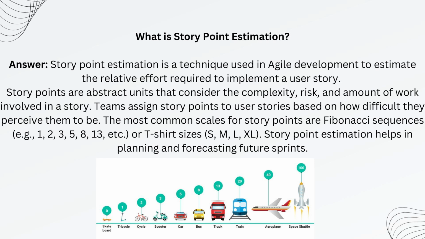The most common scales for story points are Fibonacci sequences, e.g., 1, 2, 3, 5, 8, 13, etc., or t-shirt sizes S, M, L, XL. Story point estimation helps in planning and forecasting future sprints.